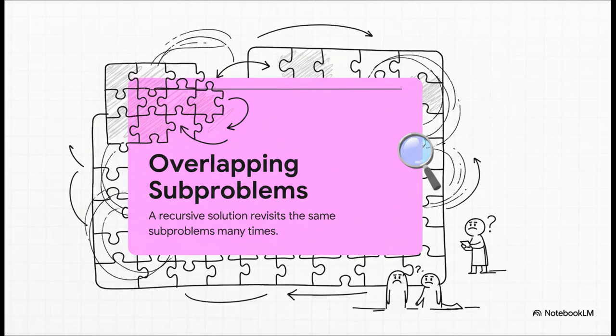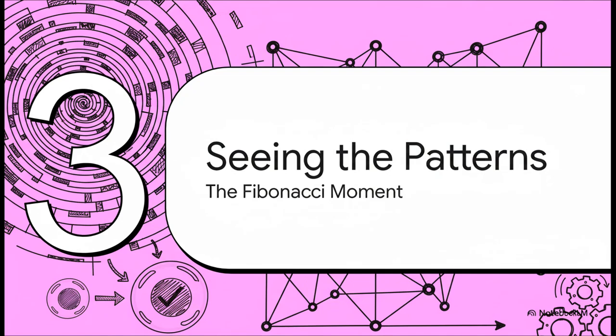And here's the second piece: overlapping subproblems. Now this is the real culprit. This is where all that wasted work comes from. Sticking with our puzzle analogy, it's like you solved the top left corner, and then you forget you solved it, and you solve it all over again. It's just pointless. Okay, let's take these two ideas and go right back to that Fibonacci problem. This is where it's all going to click. Get ready for that aha moment.